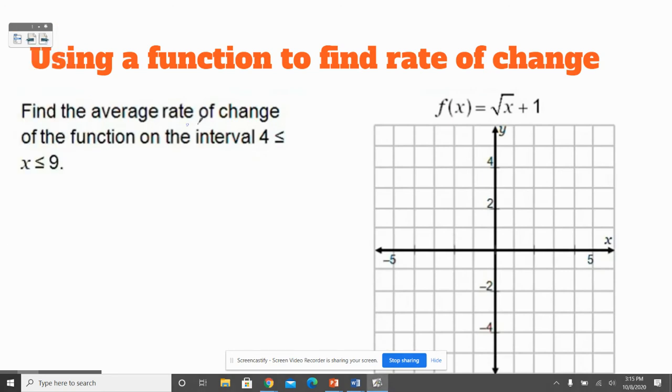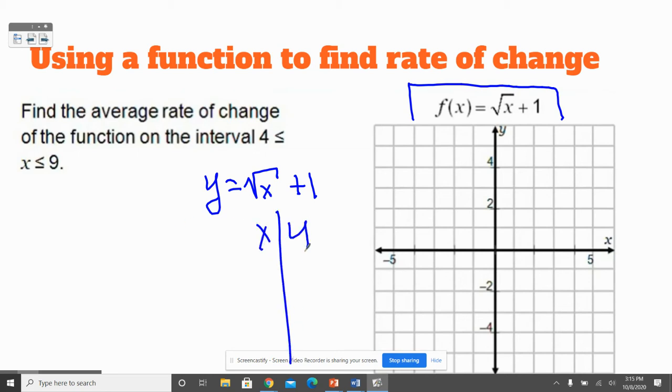Okay, using a function to find a rate of change. Here is a function. Do you know how to graph it? Well, you can type it in your graphing calculator if you want. Make sure when you do the square root, you get out of the square root key when you put +1. But this is a square root curve that will be shifted up 1. You can make an XY table if you wanted to do that as well.